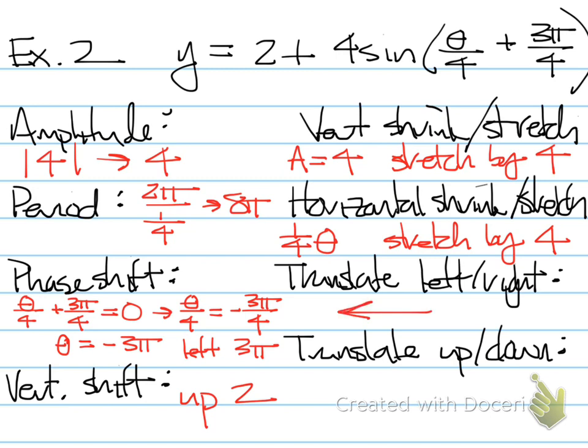And then as far as the translation, left and right, up and down, we can just refer to the phase shift. So it's going to be shifted to the left 3 pi units. And then as far as the vertical translation, it's going to be shifted up 2 units.